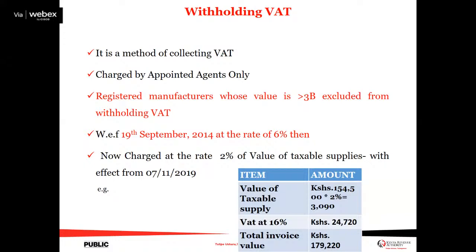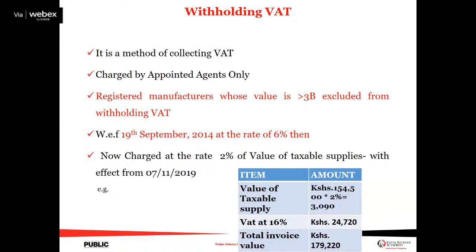So we have gone through a journey with withholding VAT. Initially, the rate was 6%. That was way back in 2014. But currently, from 2019, the rate is 2% of the value of taxable supplies.